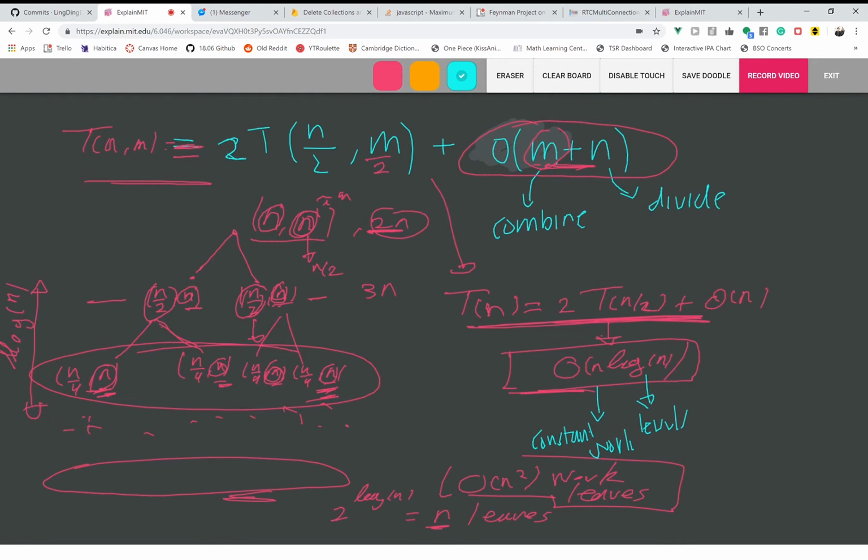Now wait. 2T of n over 2 plus O of n. Is O of n because to combine takes order n, and to divide takes order n. I see. So it's kind of like O of n plus n is still O of n. Exactly. That is exactly true. Okay, cool. All good.